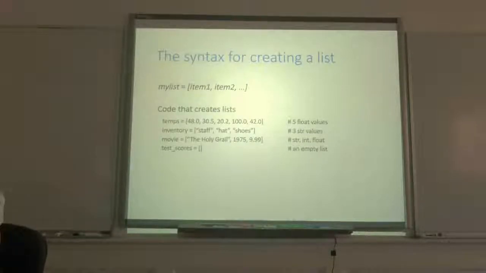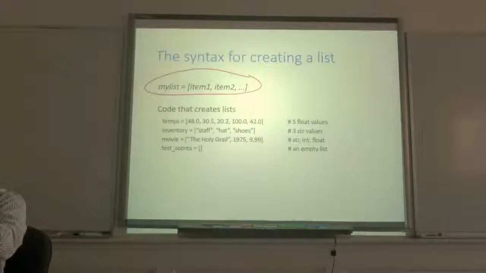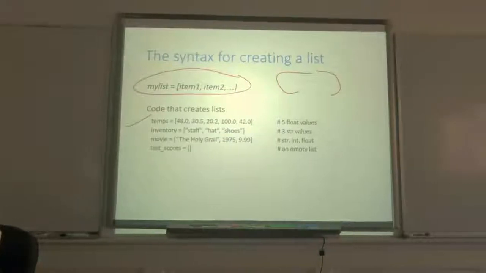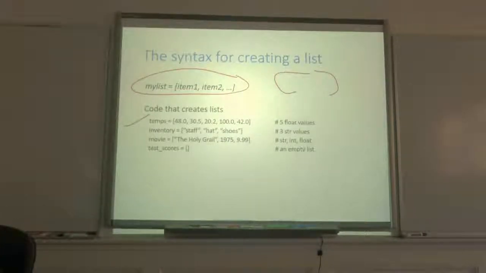So we already wrote in how we can. So basically, that's how you create the list. My list equals, and you just have to have square brackets, right? So you have a few examples in here. Look at the first one here, temperatures. This is a list of 5 float values.